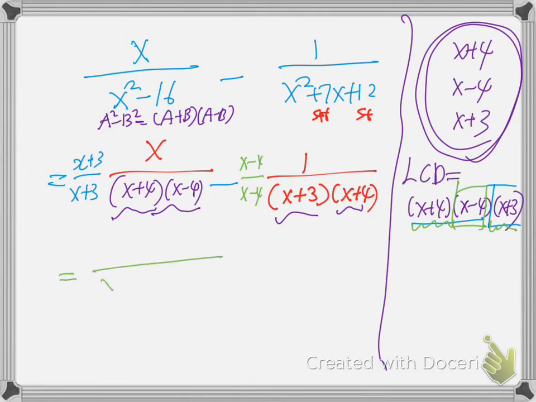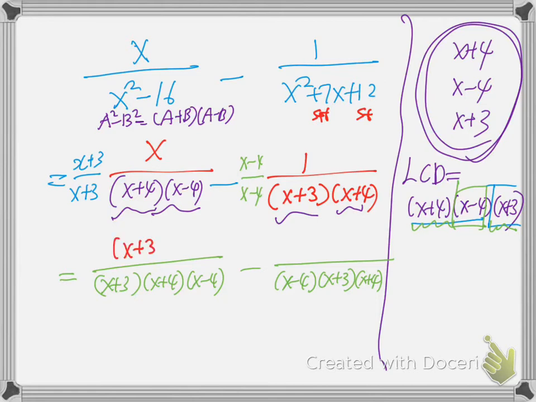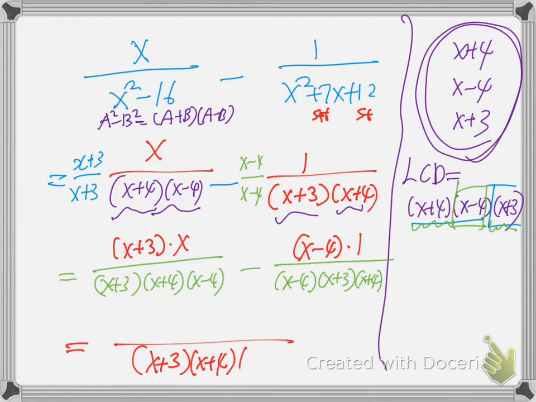So let me write down one extra step before we put them together. For these two fractions, we have 3 factors. They are in different order. That's okay. They're still the same product. So the numerators: the first one is x plus 3 times x. The second one is x minus 4 times 1. So we multiply all different factors together to make the LCD. So now this is x plus 3, x plus 4, x minus 4.